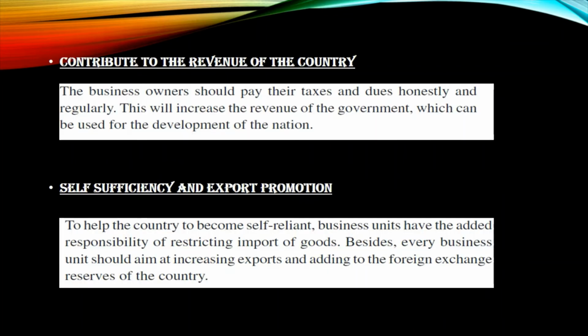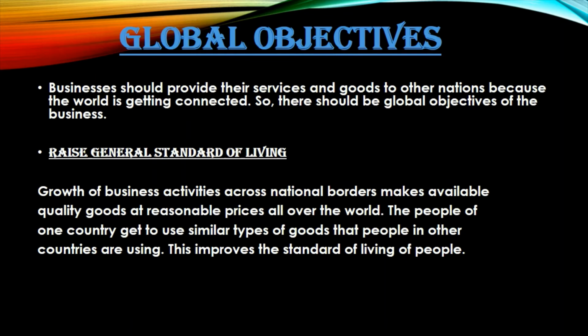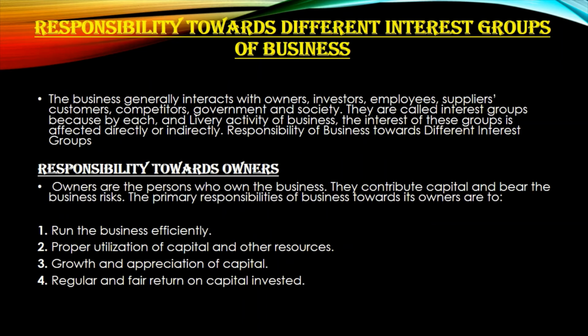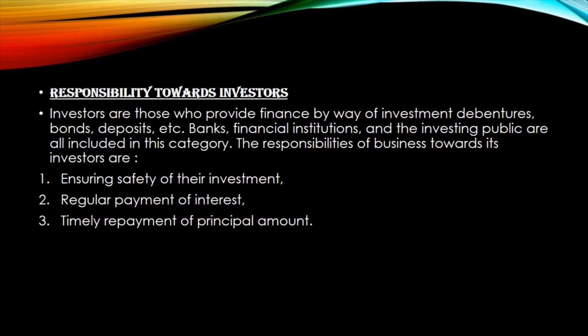In human objectives, we have economic well-being of the employees, social and psychological satisfaction of the employees, development of human resources, and well-being of the society, including economically backward people. Next come the national objectives. What are the national objectives of a business? They are creation of employment, promotion of social justice, production according to national priority, contribution to the revenue of the country, self-sufficiency, and export promotion.